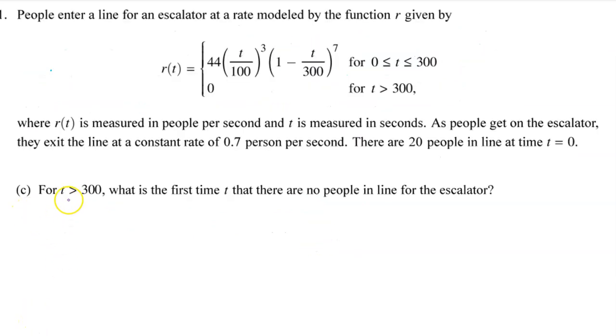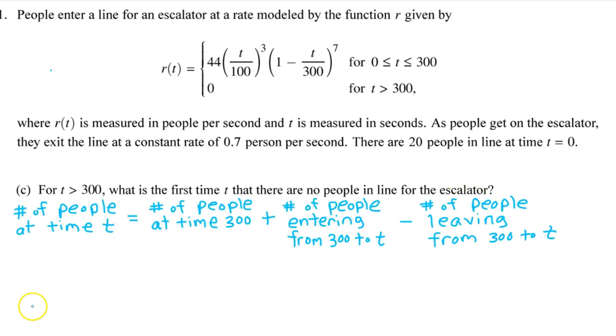Part C. For t greater than 300, what is the first time t that there are no people in line for the escalator? Here's our thought process. We know that this time t, when there are no people in line, is greater than 300. So let's use 300 as our starting point. So the number of people at time t will equal the number of people at time 300 plus the number of people entering from 300 to t minus the number of people leaving from 300 to time t.